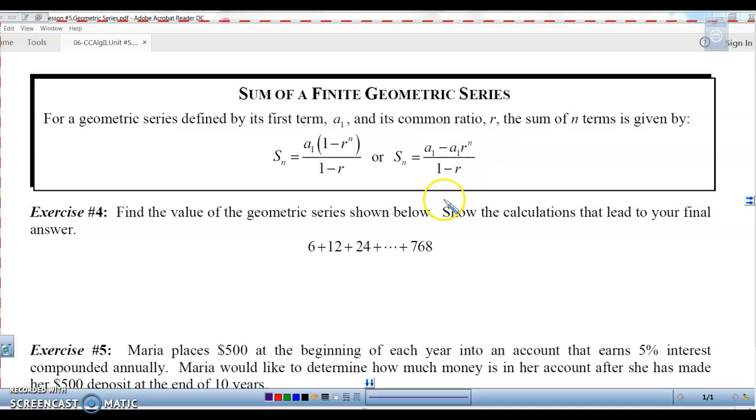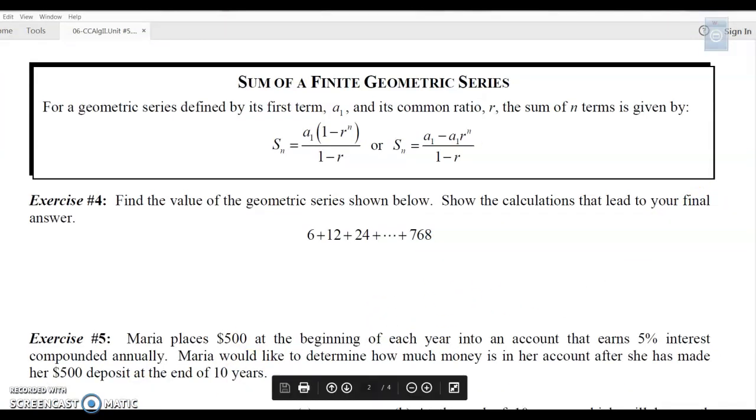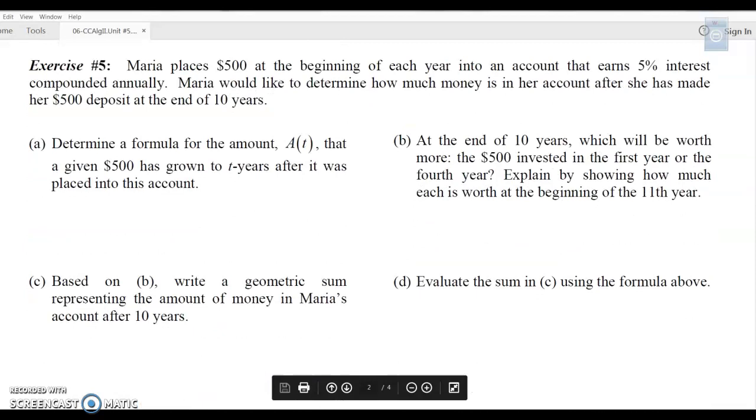Basically what you're doing is you're taking a geometric sequence and adding up the terms. So instead of having to individually add them up, if you don't know the number of terms, you can use the geometric series formula to do that. Okay, so the notes left off on number 5. So let's take a look at number 5.